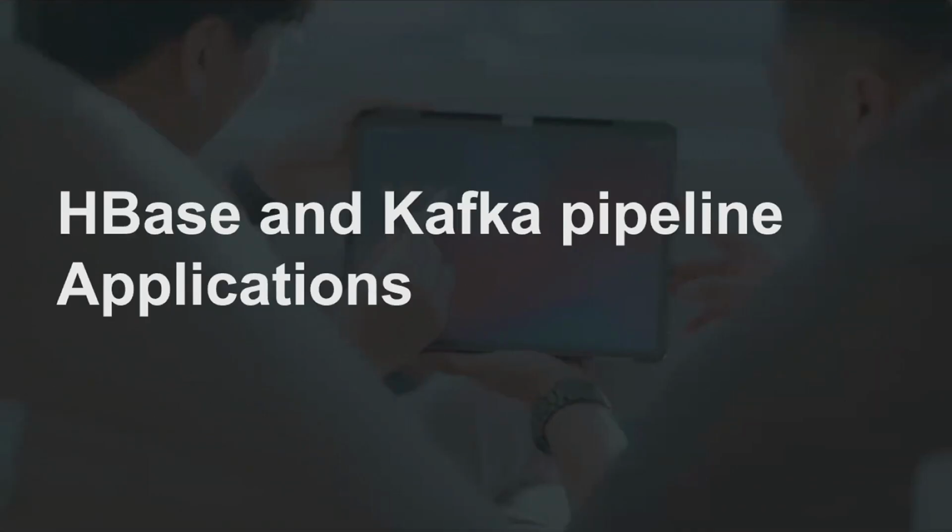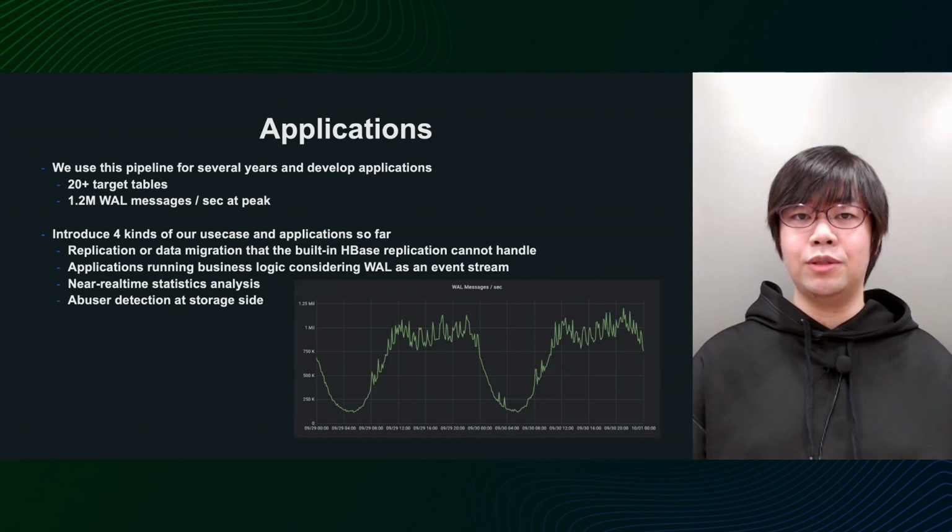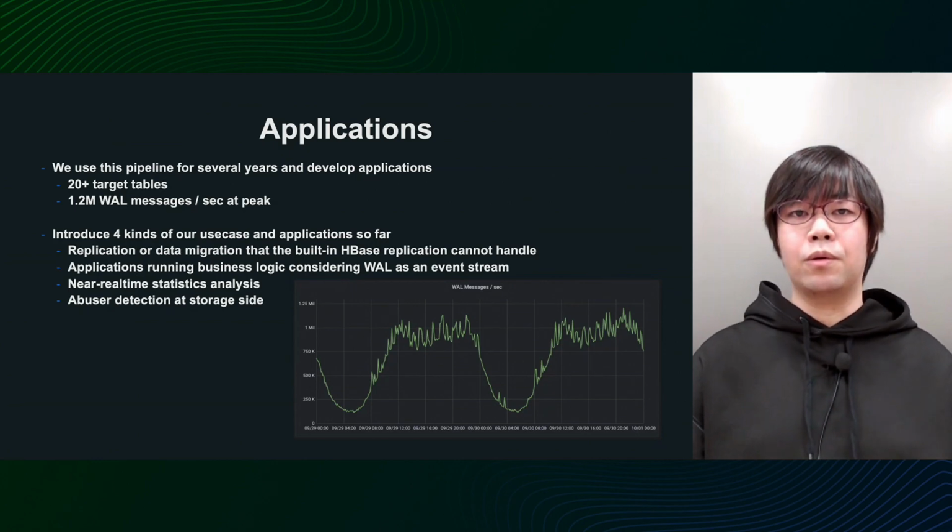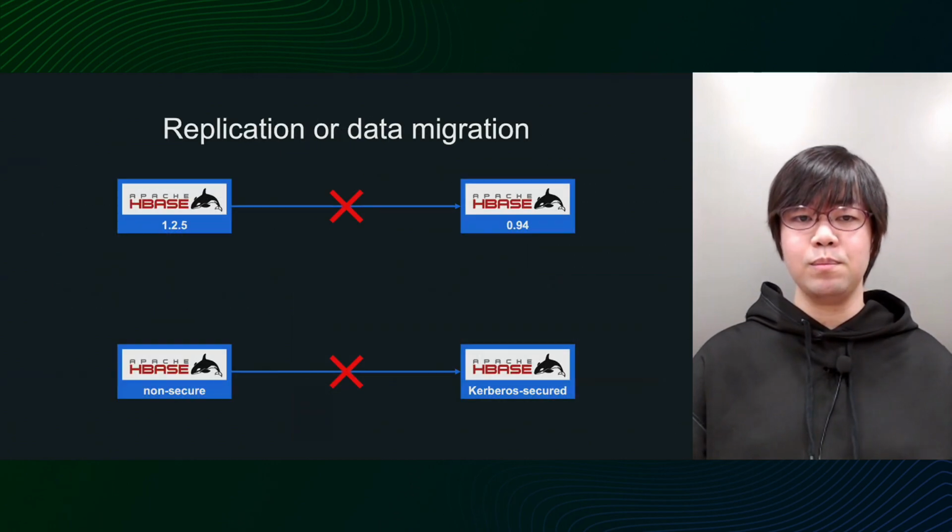Now, let me share examples of using the pipeline of HBase and Kafka. We built this pipeline in 2017 and have developed several applications over the years since then. We have now applied this pipeline to more than 20 tables. At its daily peak, the pipeline is sending 1.2 million WAL entries per second to Kafka. Here are 4 use cases that have already been developed. The first is for replication and data migration.